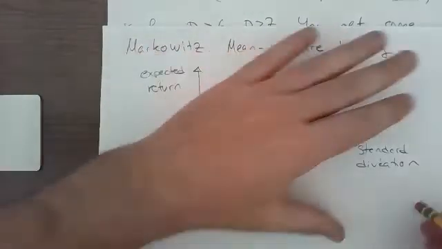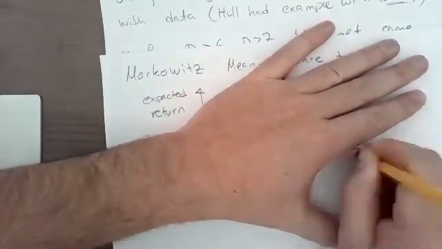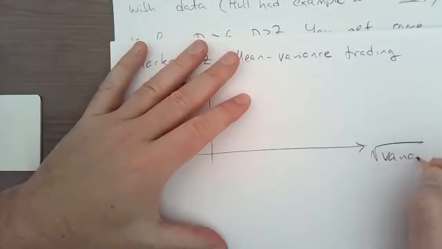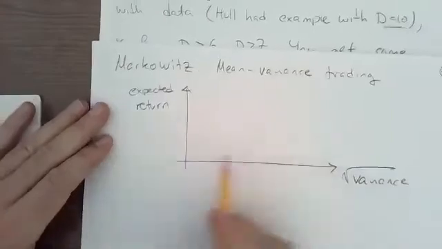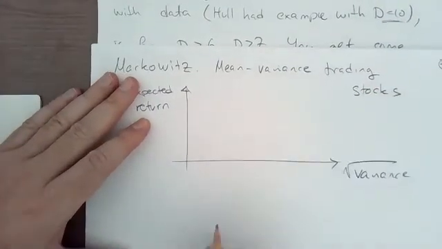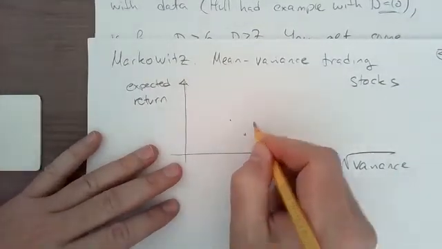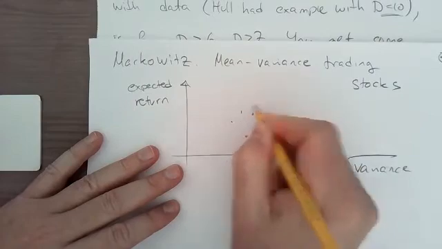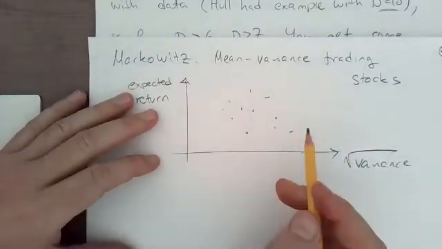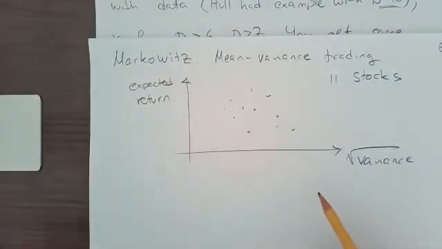This is not how you spell deviation. This is the square root of variance. Okay, so you have your stocks, and you plot their variances and their expected returns in this picture, and you get all this. We have 1, 2, 3, 4, 5, there are like 11 here. So there are 11 stocks, and then you form the mean variance frontier.